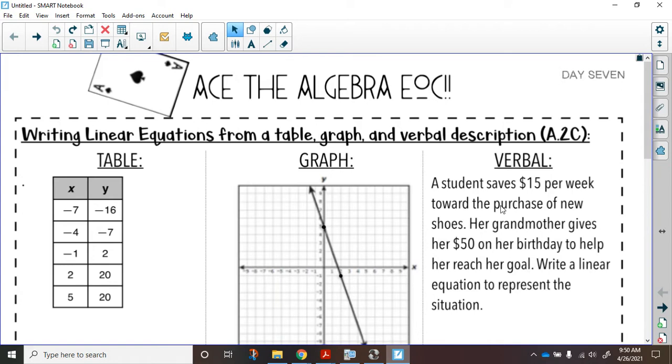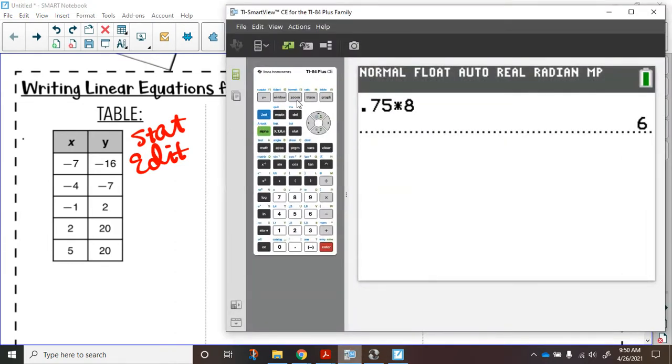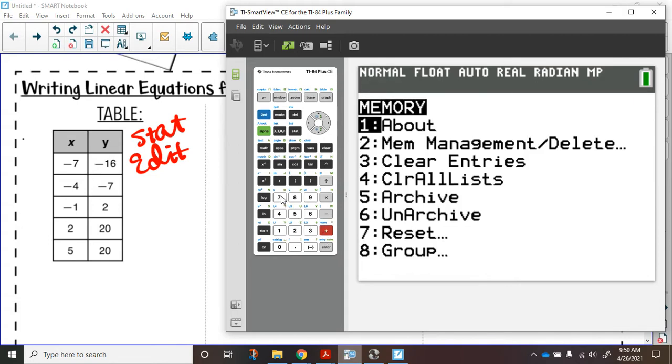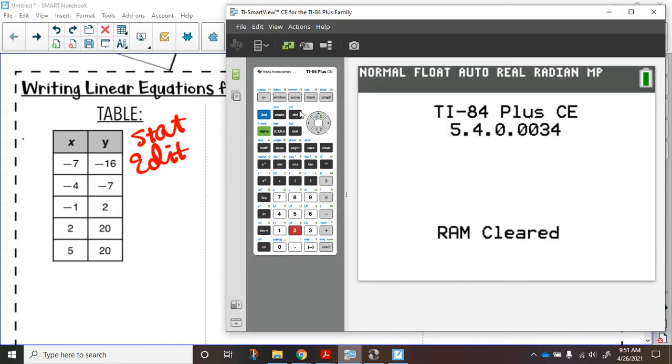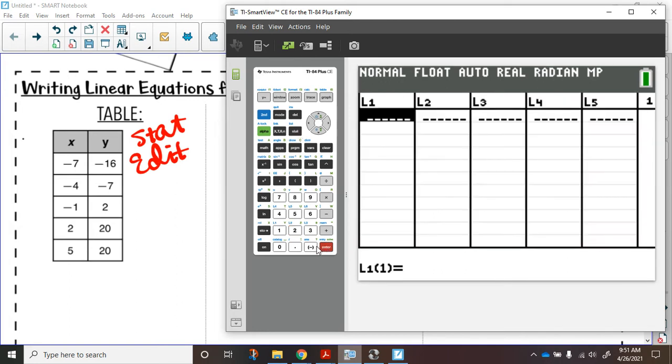So if we look at the table, and whenever we see a table, the first thing that we need to keep in mind that we can use is, of course, StatEdit. So I'm going to be plugging these into StatEdit, and then we'll write the equation from that. When I go to my calculator, to reset these, we can just press second plus 712. And I'm going to press the stat button and enter to edit. And I'm going to type in all of my x values and then all of my y values.